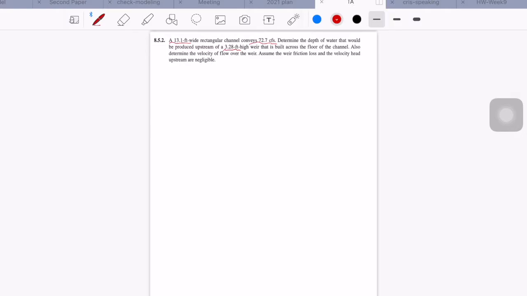And we also need to determine the velocity of the flow over the weir, and assume the weir friction loss and the velocity head upstream are negligible. So first, we need to determine the critical depth. So we know Y_C equals the cubic root of Q squared over g times B squared. This is equation 6.14 in the textbook.